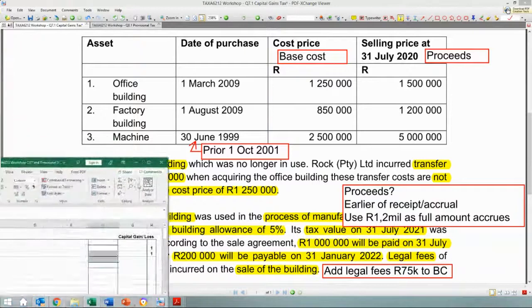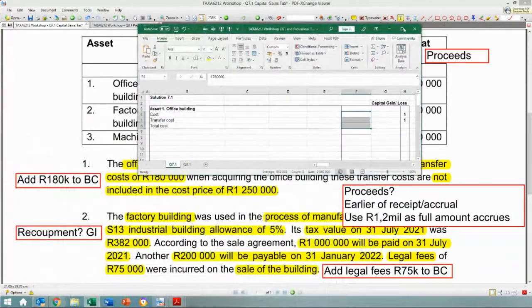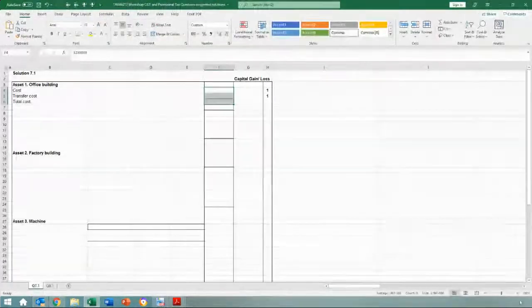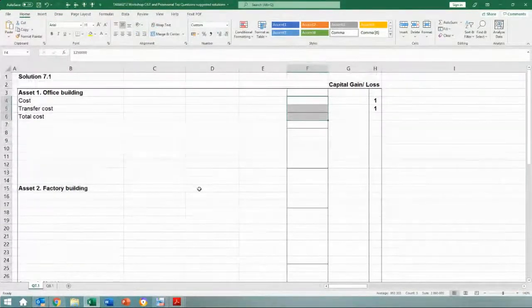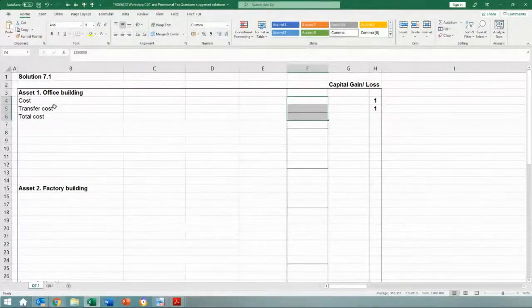You can just put the Excel on here for you guys. Just make it a little bit bigger. Okay, so for the office building, the first thing is you go into the cost. Now the cost was 1.25 million, which was given in the question.